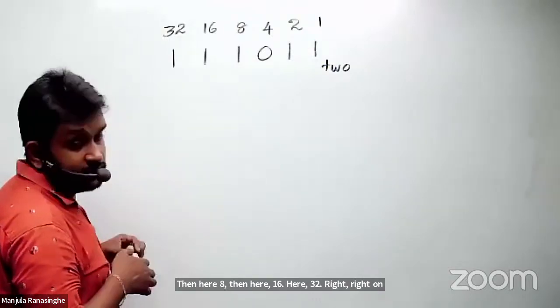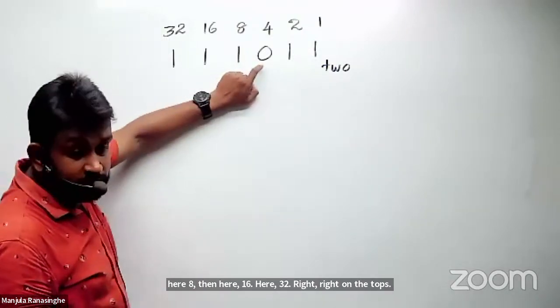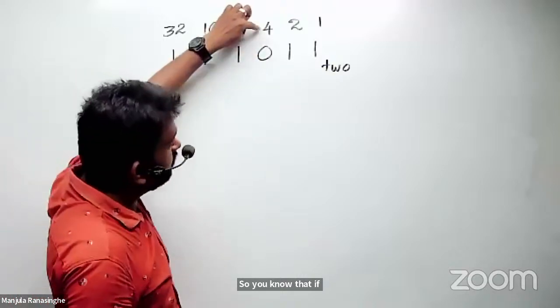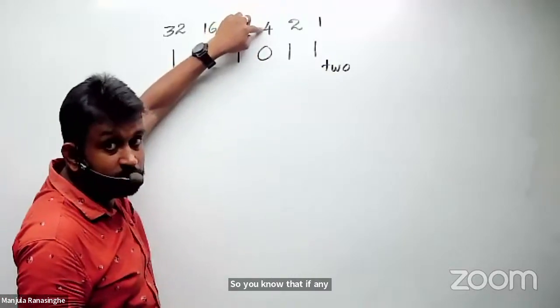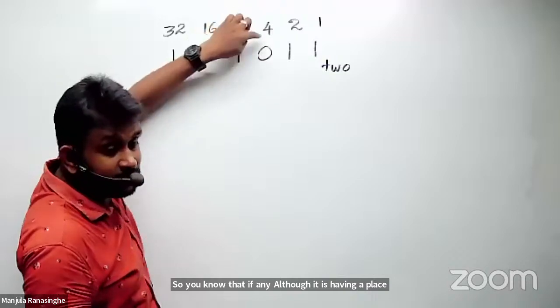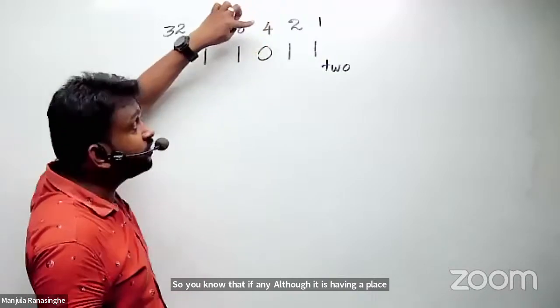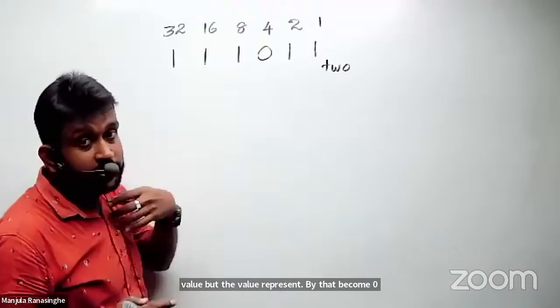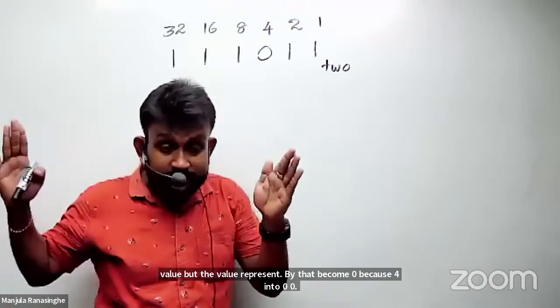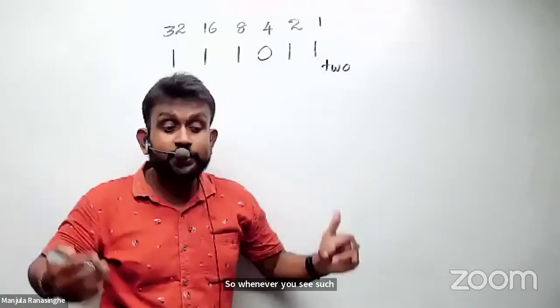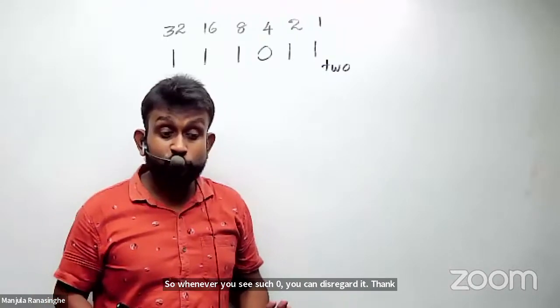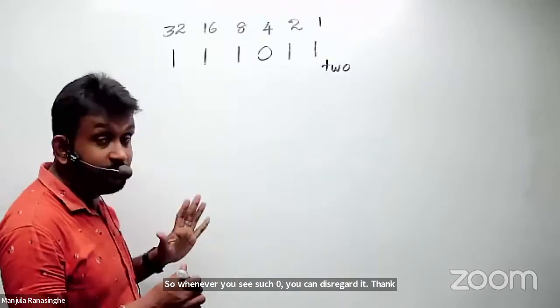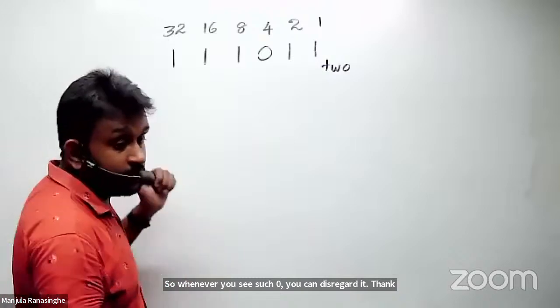So you know that if any 0 digits are there, although it has a place value, the value represented by that becomes 0, because 4 into 0 is 0. So whenever you see such zeros, you can disregard them. You can ignore that. Then values come only for the non-zero digits.